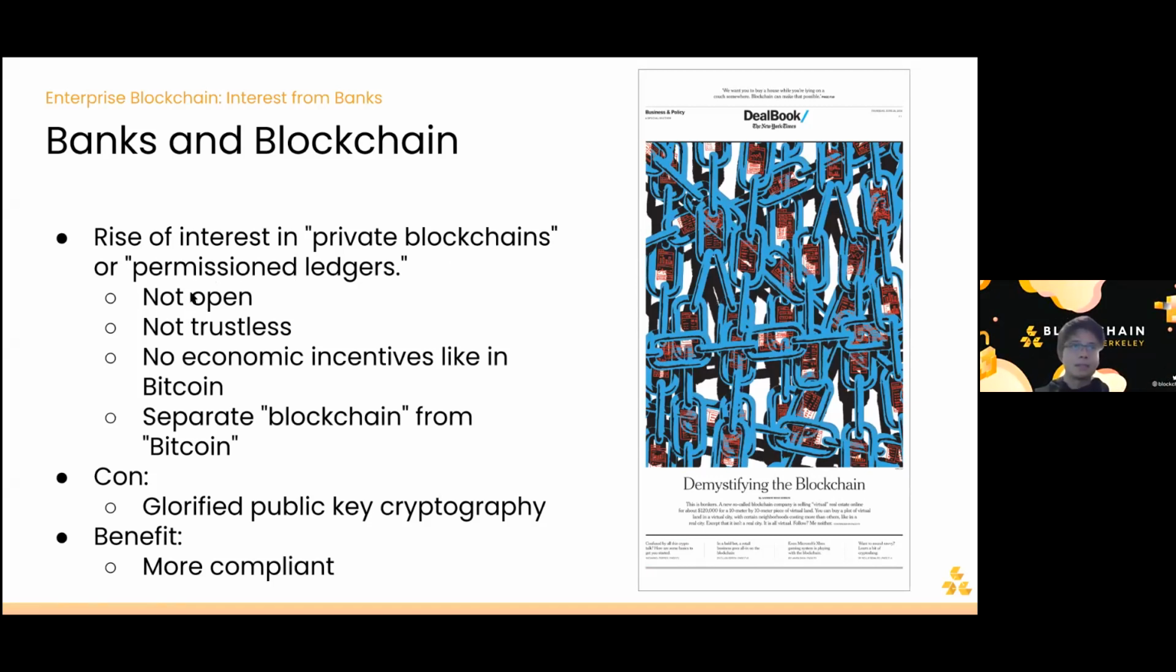And the issue is that all the good things about blockchain are basically gone. It's just not open, not trustless, with no economic incentives. Basically it's just public key cryptography and separate databases. We already have separate parent-child database structures that we could just use. So we're just using the wrong technology here. But the good thing is that it's more compliant. Again, you could just use a bunch of different databases and different methods.